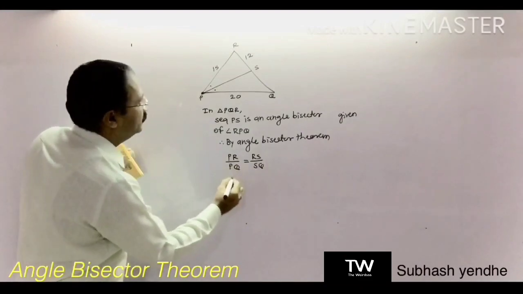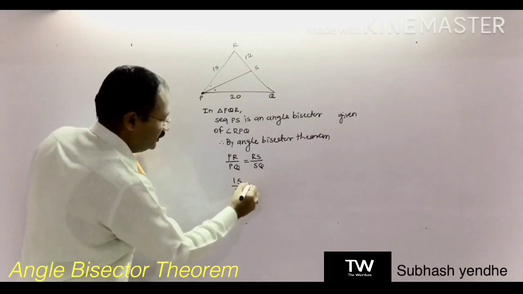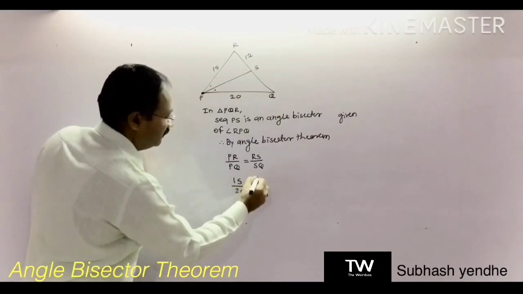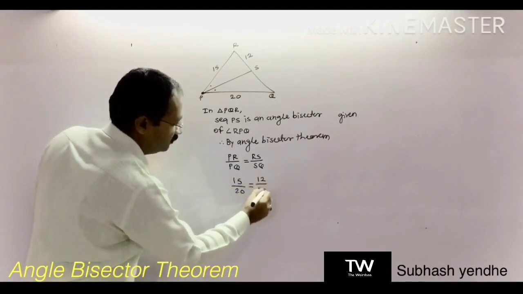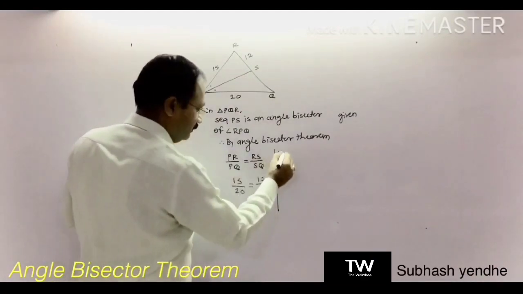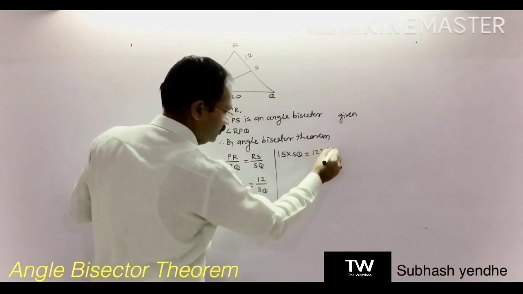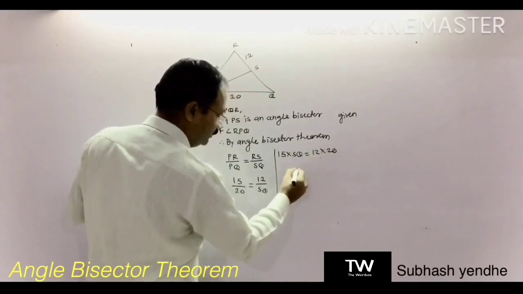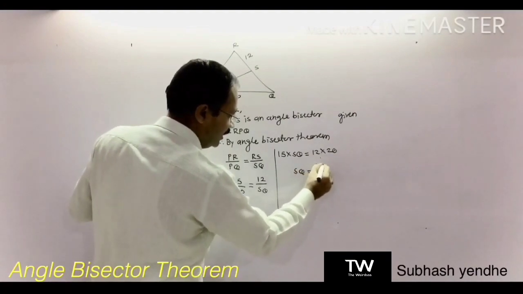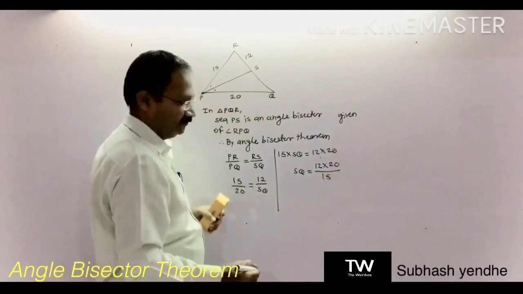Now substitute the values. PR is given as 15, PQ is given as 20, RS is given as 12, and SQ you have to find out. Now cross multiplication: 15 into SQ equals 12 into 20. Now 15 goes to that side, so SQ will be 12 multiplied by 20 divided by 15.